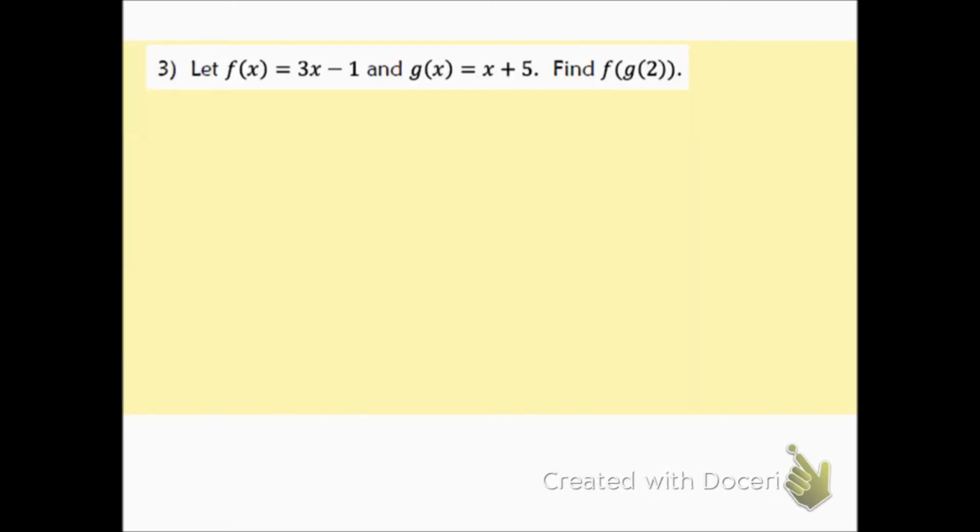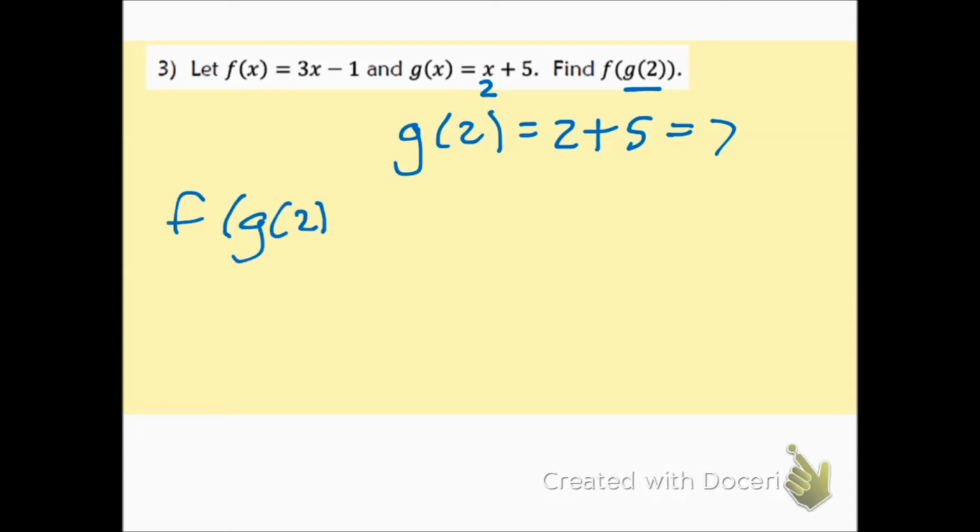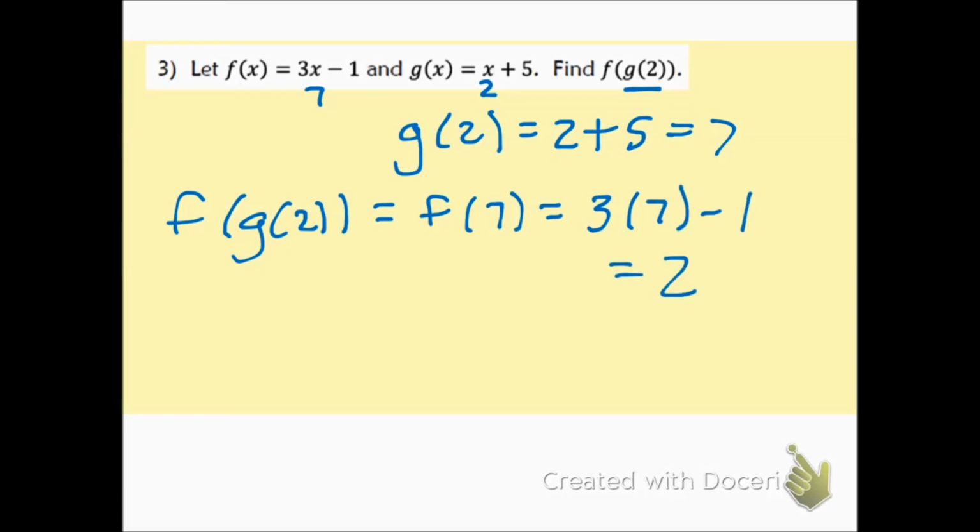So I have a function f of x, I have a function g of x, I want to find f of g of 2. So I need to find what g of 2 is first. Well, g of 2, if I plug 2 into this function right here, I'm just going to get 2 plus 5, which is 7. So really f of g of 2, well, I know what g of 2 is, that's just 7, so this is f of 7. Well, then I'm going to plug 7 into this function, f of x. F of 7 is going to be 3 times 7 minus 1, which is 20. So f of g of 2 is 20.